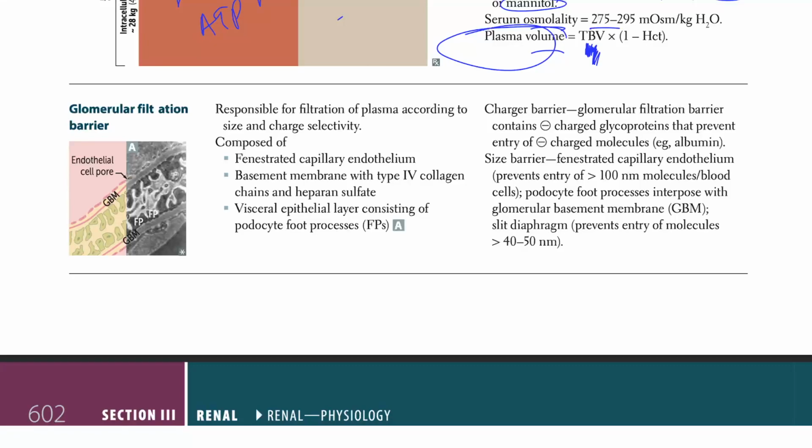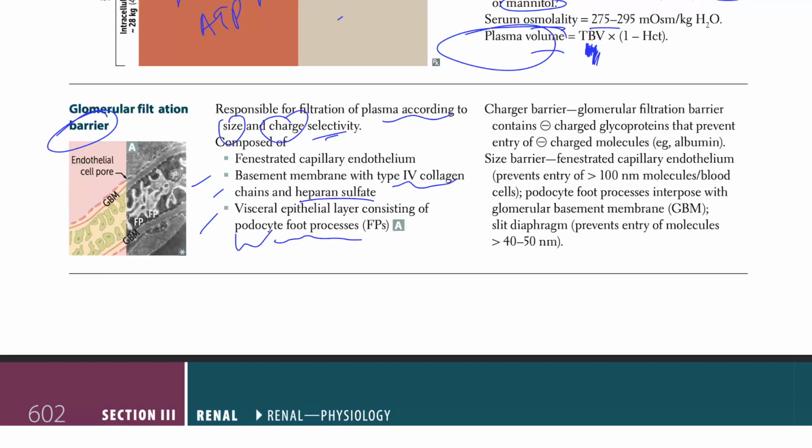Okay, let's talk about the glomerular filtration barrier. It is responsible for filtration of the plasma according to size and charge selectivity. It is composed of, as we mentioned previously, the fenestrated capillary endothelium, the basal membrane with type 4 collagen and heparan sulfate, and then the visceral epithelial layer consisting of podocytes and the foot processes.